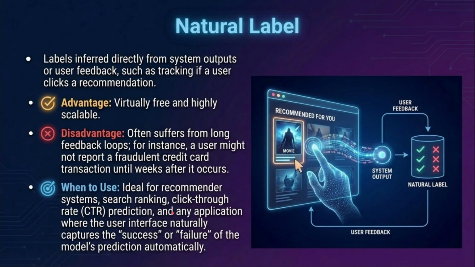There are other labeling techniques also, like natural labeling. For example, you have some recommendations, and a user clicks on a recommendation, then the system takes it as a sign that the recommendation system is working fine. That is how it interprets from the user actions. This is called a natural label.